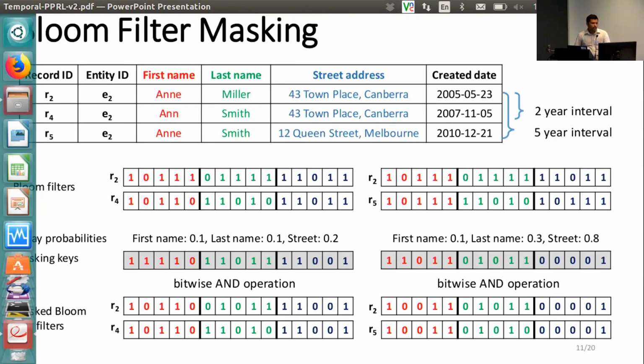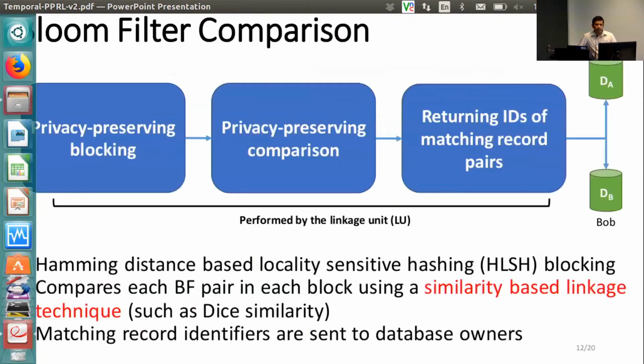So in the third phase, the linkage unit gets those Bloom filters, and in order to minimize the number of unwanted comparisons, first it does a locality sensitive hashing technique based on Hamming distance, and once it has these blocks, it will compare the Bloom filter pairs and calculate the similarities. Then, based on a threshold-based classification model, it classifies them as either match or non-match. And once it has finished, it sends the matching record IDs back to the database owners.